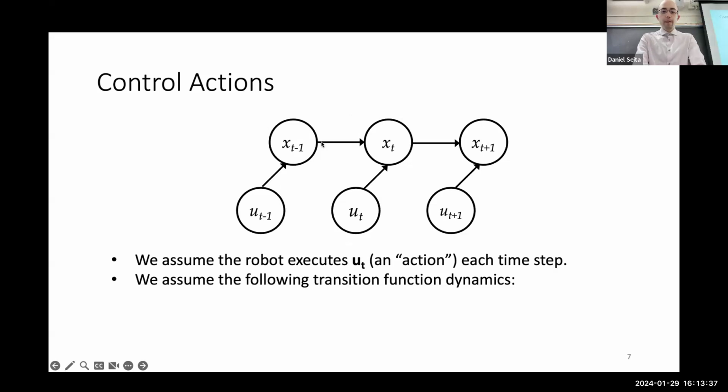So now if you look at this, what are we assuming when we think about the transition function dynamics? What is the probability of xt here? If we condition xt on everything before it in this Bayes net, what does the probability turn into?